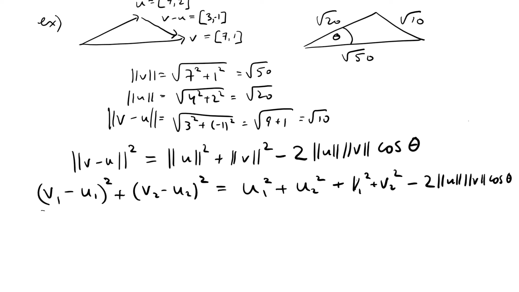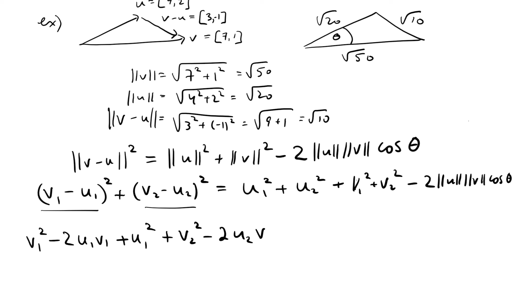Now I'm going to expand these two expressions here. Okay, so what is that? That's v1 squared minus 2u1 v1 plus u1 squared, right? That's just applying the formula that you know from high school, from Cal 1, a minus b squared is a squared minus 2ab plus b squared. I'm going to do the same thing here. Here we go. And on the other side, I'll just keep things the way they are. So I'm not changing anything here.